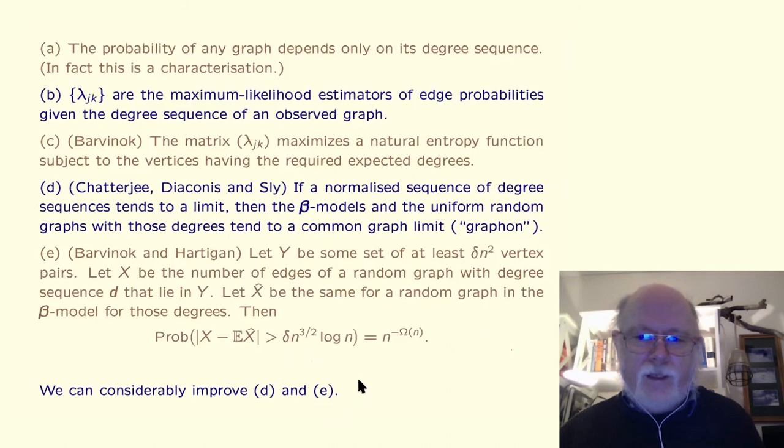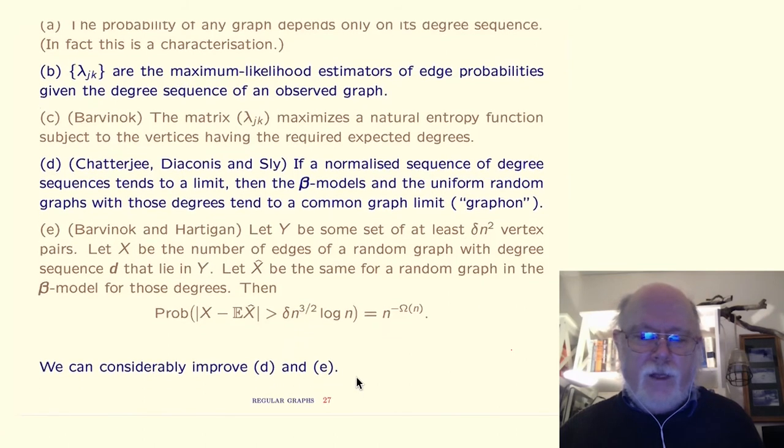Forget D for a moment, and I think this is the last slide. So in the case of E, what we can put here instead of n to the 3 on 2 log n is something like the square root of the size of y. And moreover, instead of y having to be a constant fraction of all vertex pairs, we can choose any set of vertex pairs, anything from all to nothing. And we get an exponential bound there. So we can improve that considerably. And that's the end of the talk.